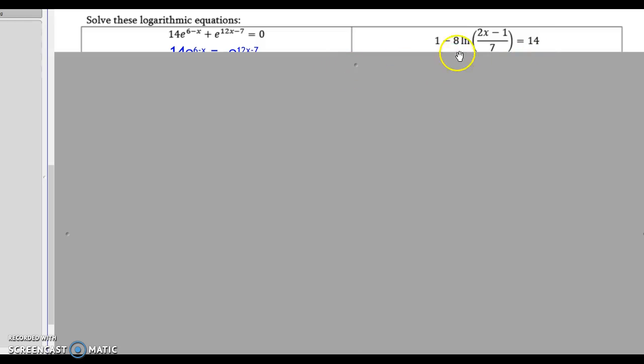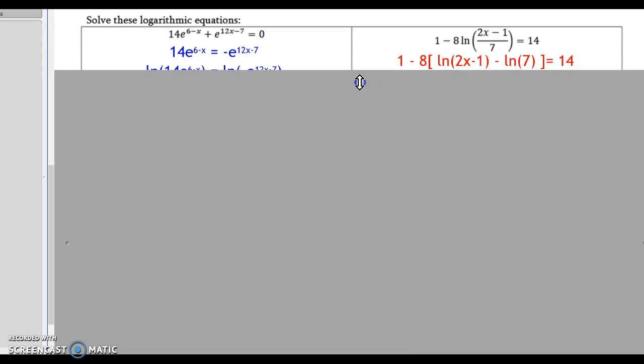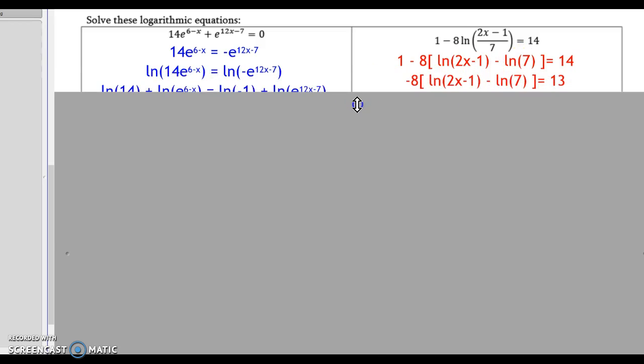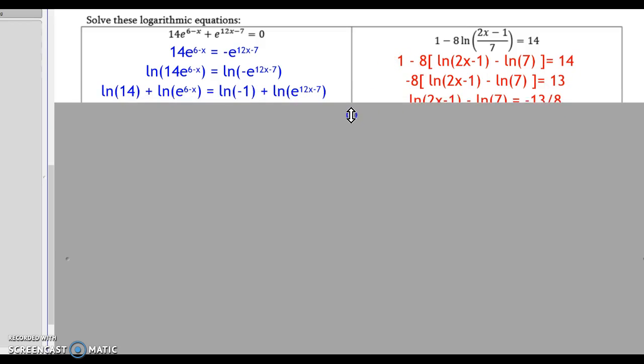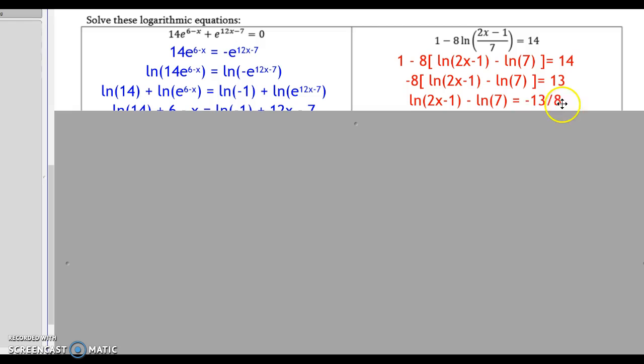For this next problem, I wanted to isolate the natural log of (2x - 1)/7. So the first thing I did was identify that the natural log of (2x - 1)/7 is equal to ln(2x - 1) minus ln 7. That's one of the log rules. Then we moved the 1 to the other side. We subtracted the 1 from both sides and divided both sides by negative 8. So we got negative 13/8 on this left side.